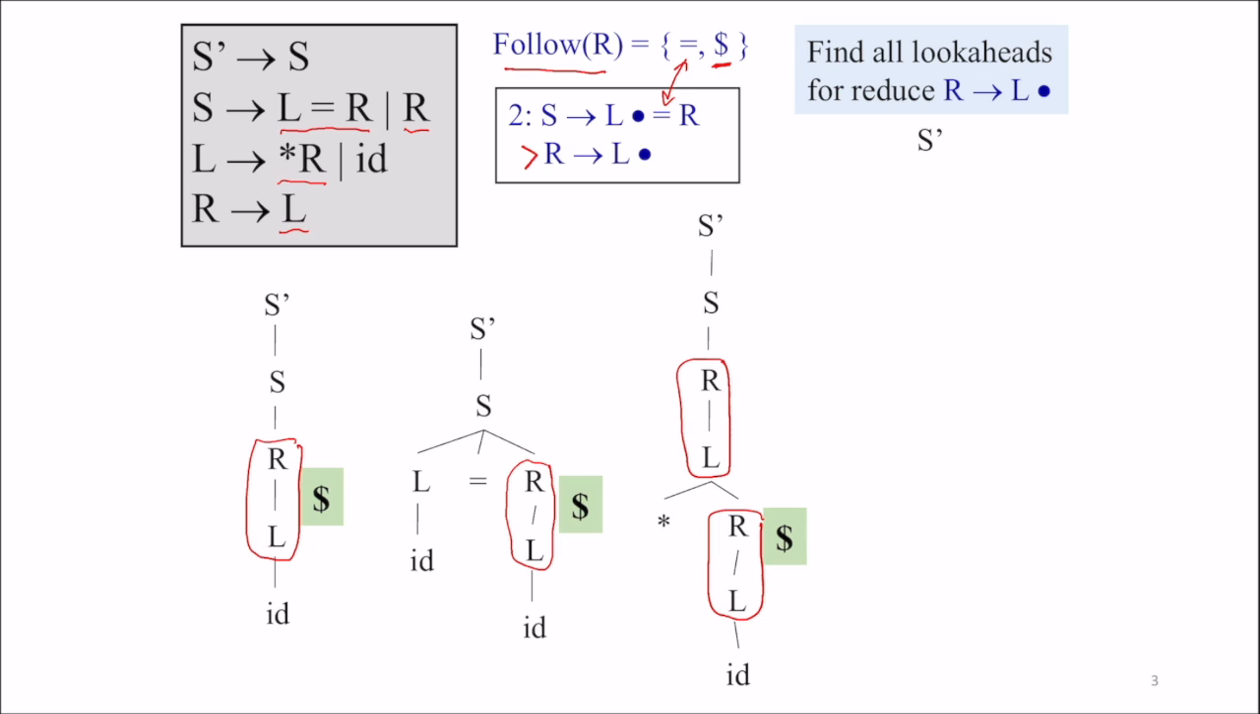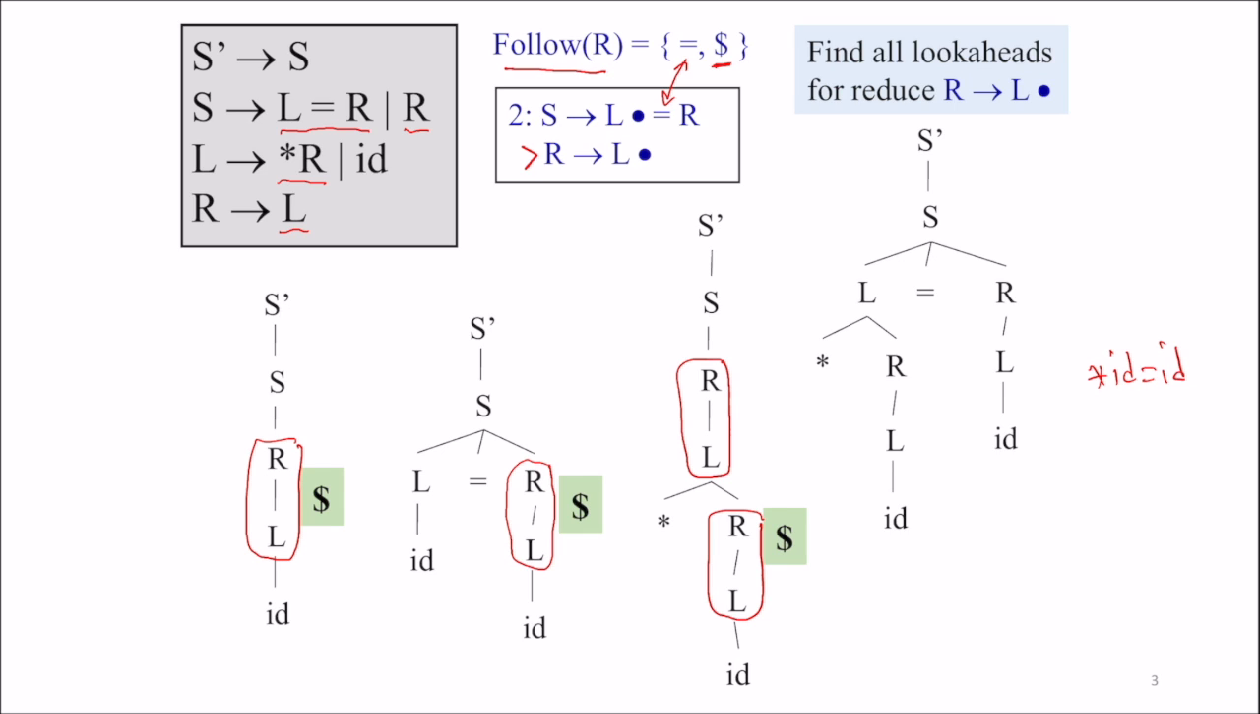So how do I get an equal to in the follow of R goes to L in this parse tree? Well, I start with the S prime. I go to an S. And then I expand S with L equals R. And then I expand the L with star R. I expand R goes to L. L goes to ID. And this R goes to L and L goes to ID. So notice that this is generating the string that I mentioned before, which is star ID equals ID.